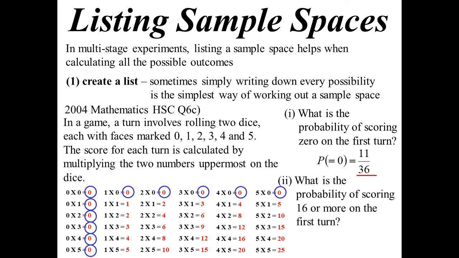Part 2, probability of scoring 16 or more. Well, there's 16, 20 is more than 16, so it's 25. 4 out of 36, which of course simplifies down to be a 1 in 9 chance.